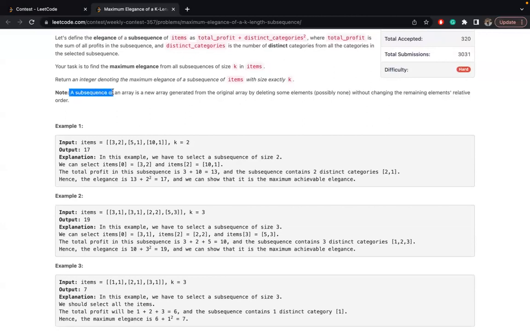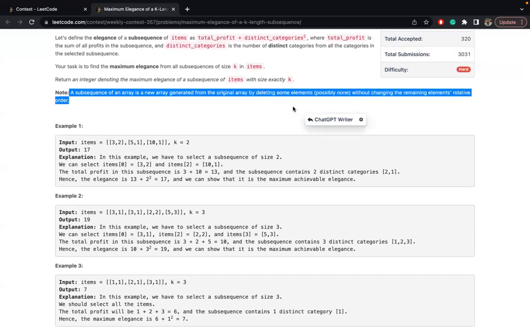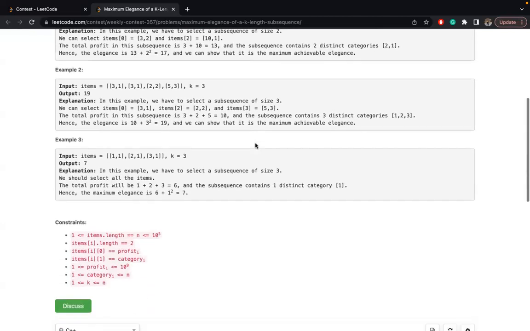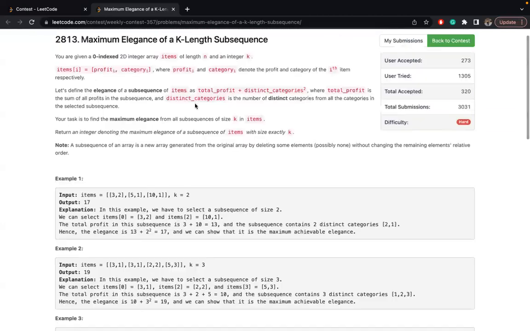Now a subsequence of an array is a new array generated from the original array by deleting some elements without changing the remaining elements' relative order. So here, will order matter? Will order really affect our answer? I'll say no. Why? Because order will not contribute to total profit and order will not contribute to distinct categories as well. So our answer will not be affected by order.